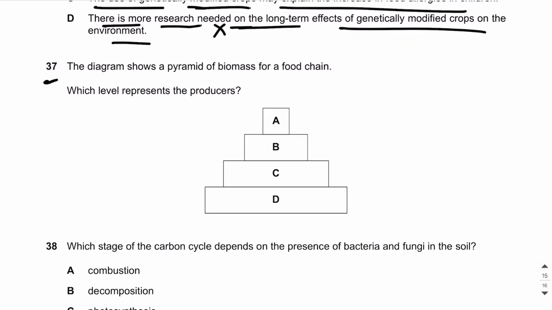MCQ number 37. The diagram shows a pyramid of biomass for a food chain. Which level represents the producers? So guys, always remember this point that producer belongs to the first trophic level and that is at the lowest point. So guys, D is the producer.